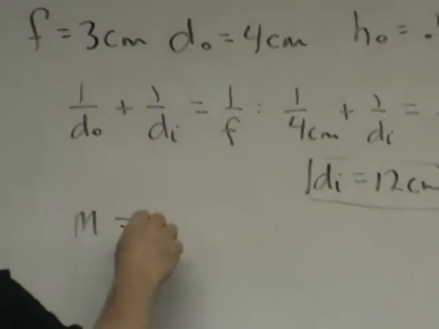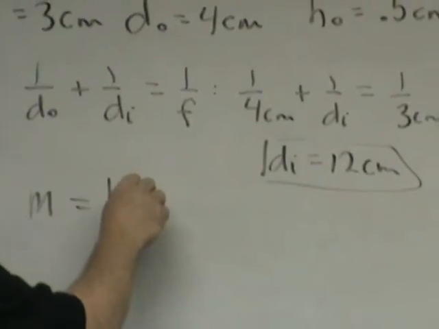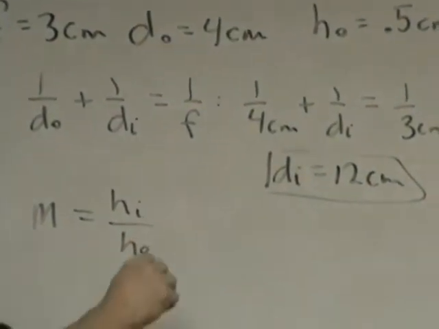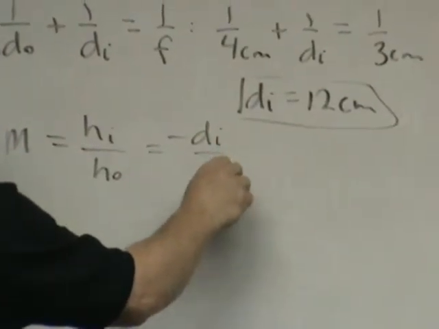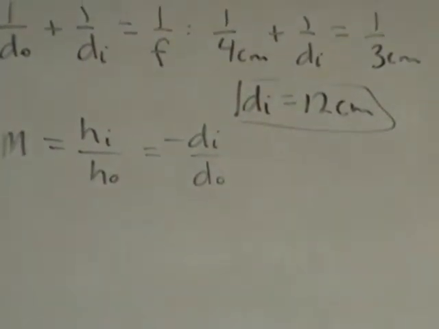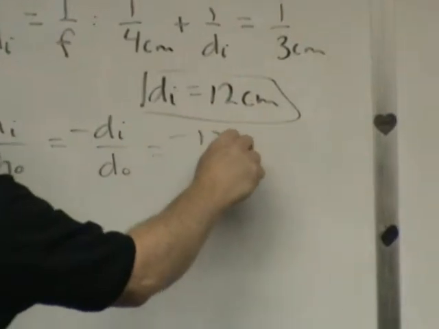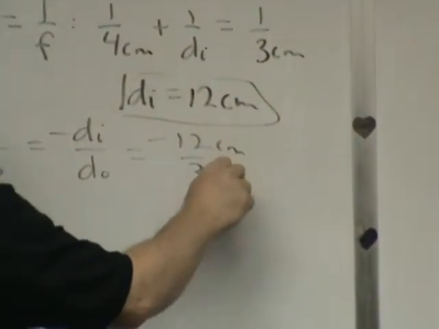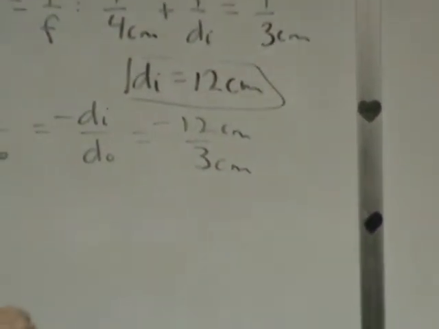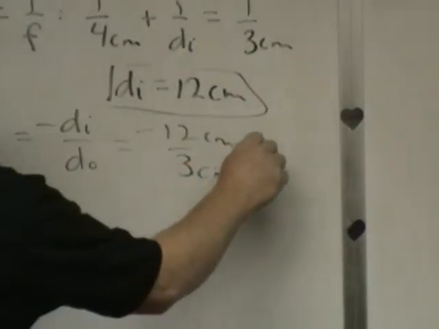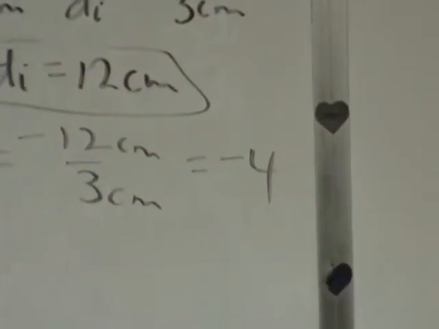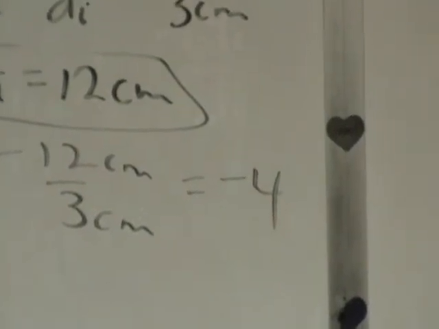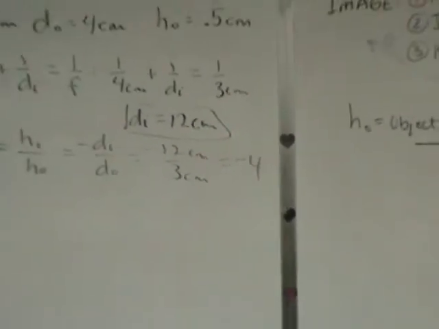The magnification equation gives you the ratio of the image height over the object height, and that's equal to negative d sub I over d sub O. That ends up being negative 12 centimeters over 4 centimeters. So you got a magnification of negative 3. That means your image height is going to be 3 times bigger than your object height.